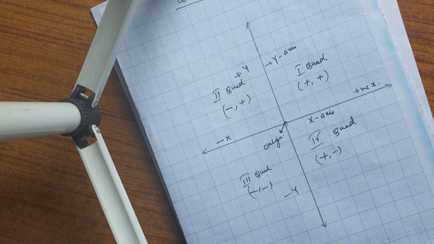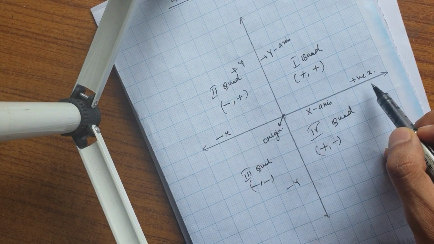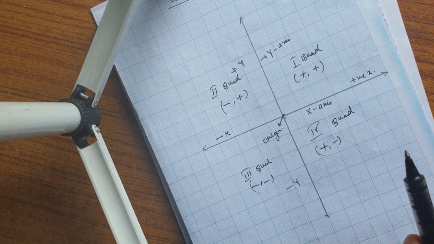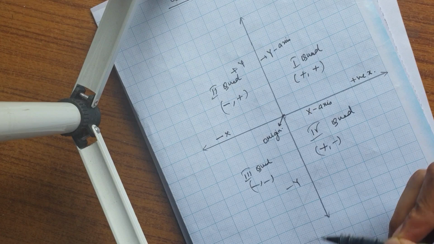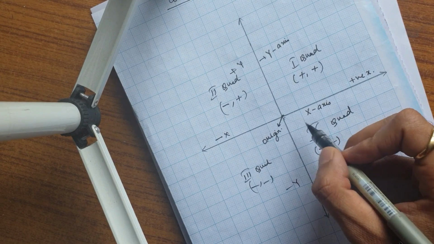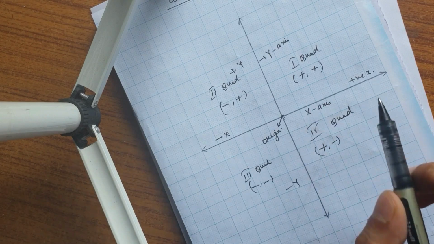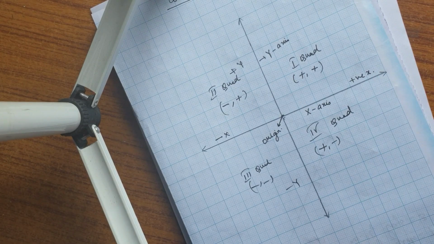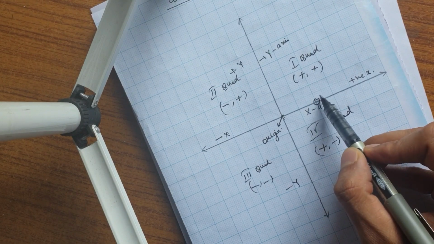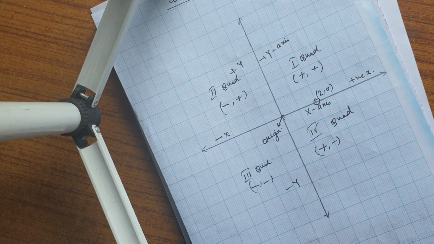Now remember, if any point lies on the x-axis, then the y coordinate will always be 0. What I am telling is, if a point is on the x-axis, the y coordinate there will always be 0. For example, if we need to plot the point (2, 0) or (3, 0), how can we plot that point? (2, 0) means x is 2 and y is 0. So x is 2 means 1, 2. So here is the point. This point will be (2, 0).